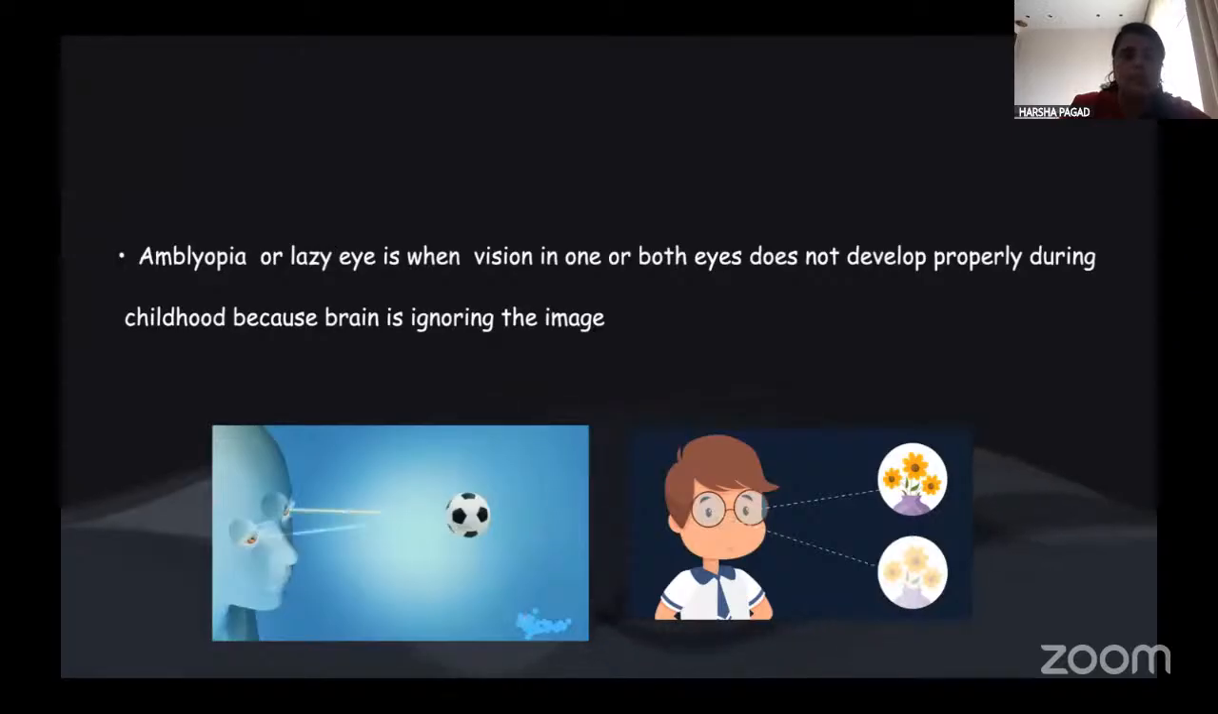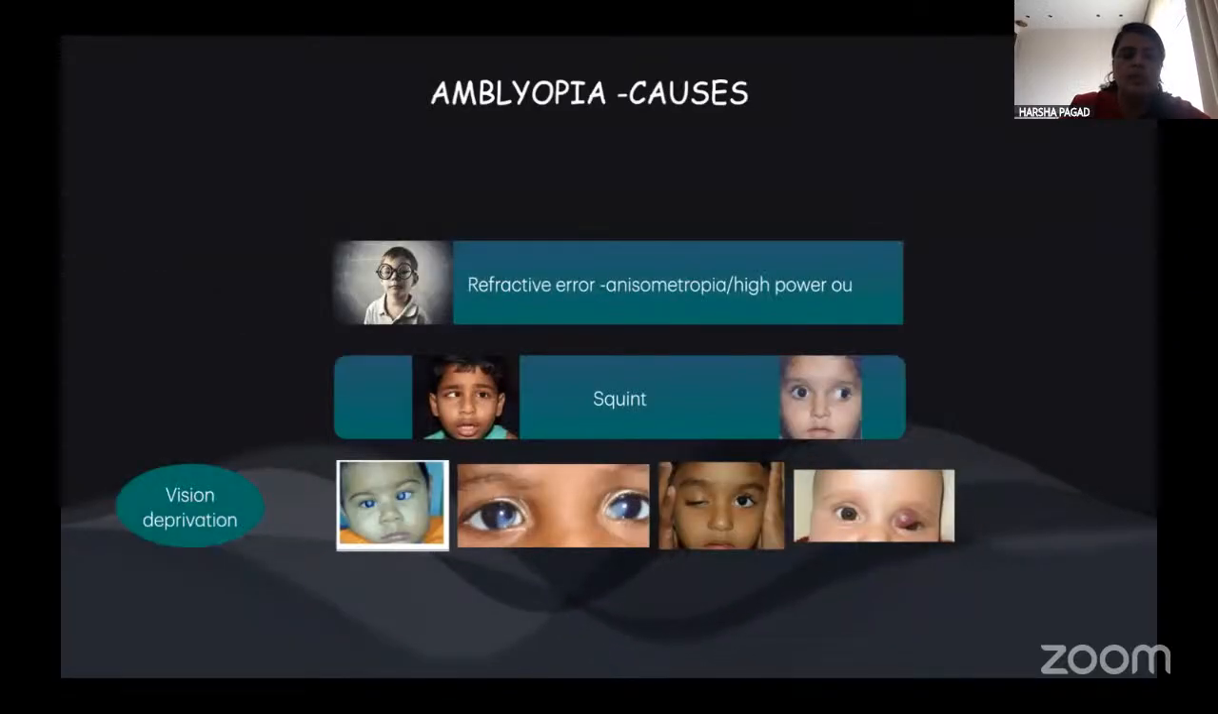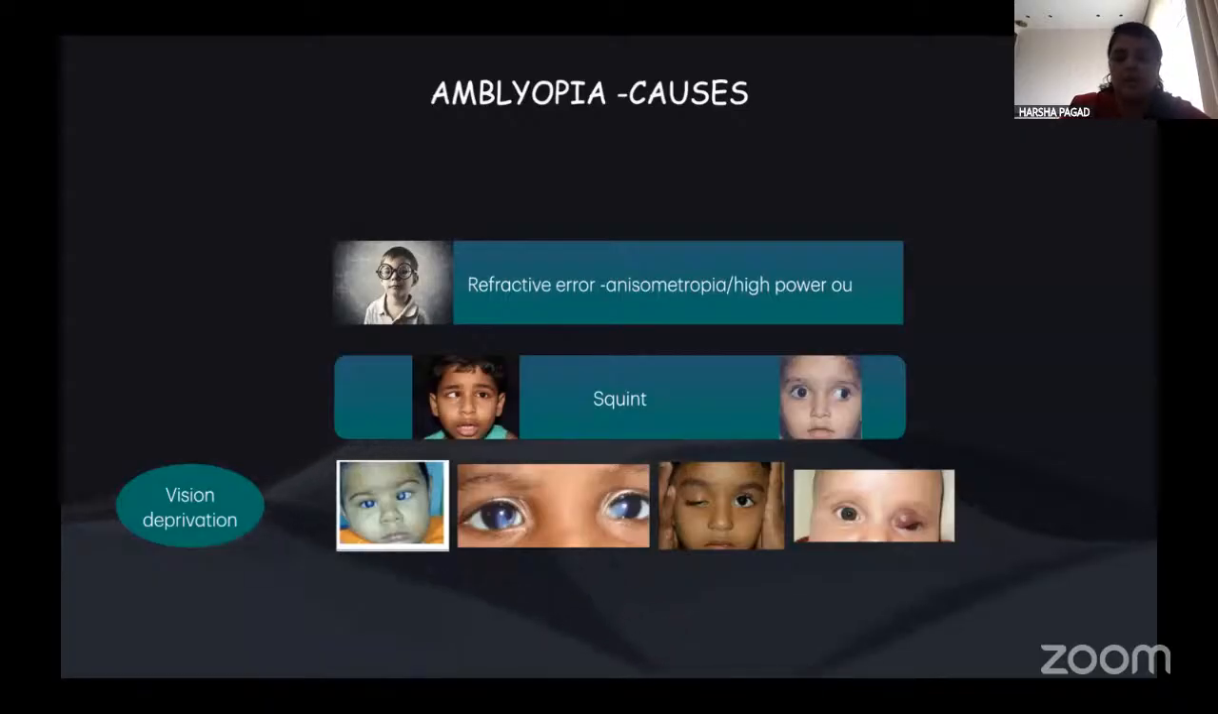So what are the causes? It could be a refractive error, which can be high. It's something called anisometropia, where the refractive error is different in both eyes. So there is a rivalry between the two eyes leading to decreased vision in one eye. Squint could be the cause of amblyopia, or cataract or a corneal opacity or a ptosis or a lid lesion covering the visual axis. These are the different causes of lazy eye which need to be identified.